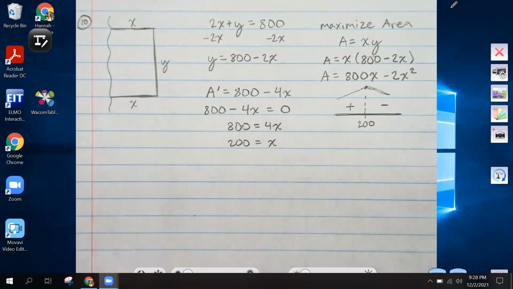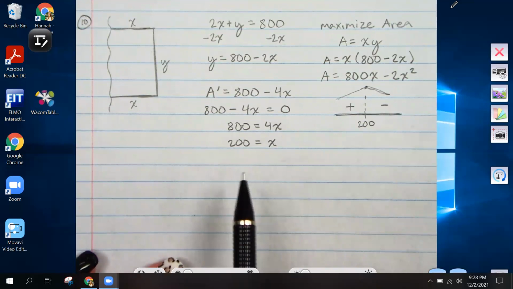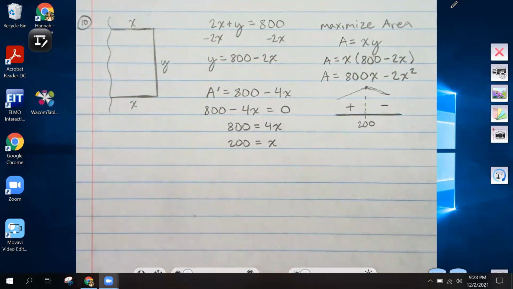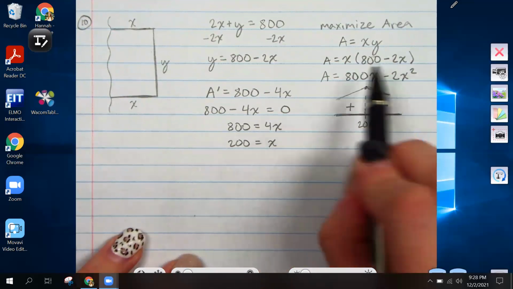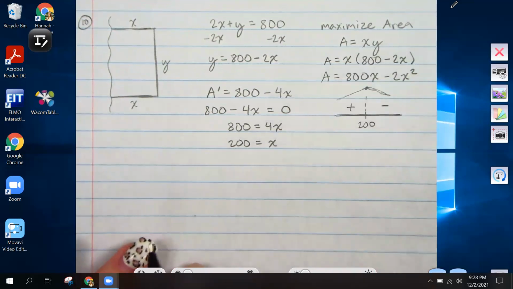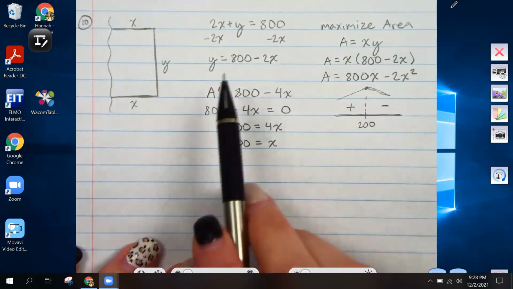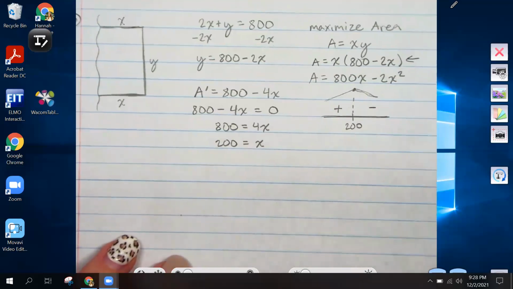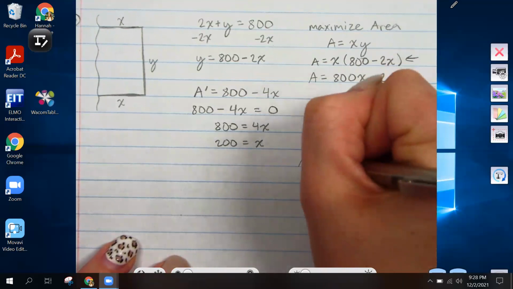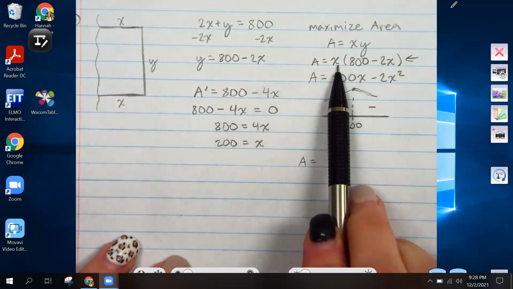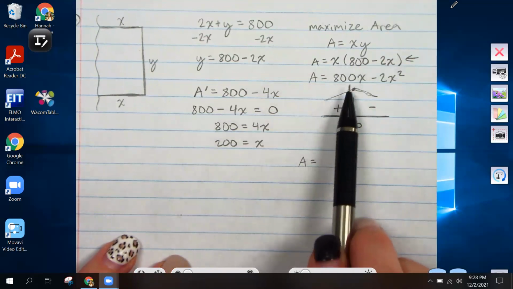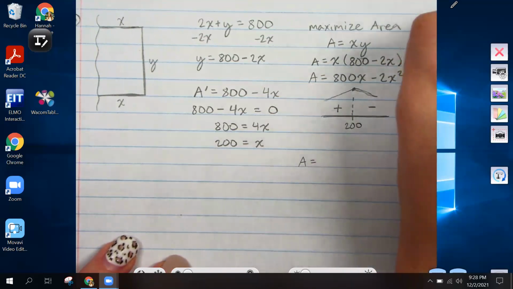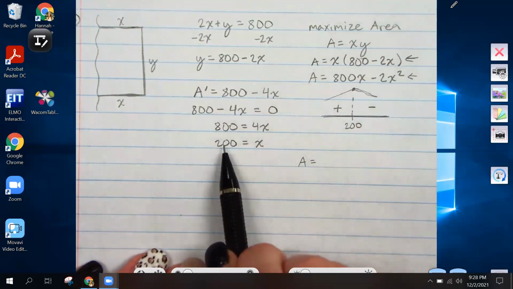Okay, what is it asking for? It's asking for what is the largest area you can enclose. So it's not necessarily asking for the measurements of x and y. It just wants to know the measurement of area. But in order to get the area, we need to know both x and y. Actually, you don't necessarily have to, because we've got the area in terms of only x. So on this problem, you wouldn't even have to really find y. Let's just use our equation for area here, x times 800 minus 2x, or this one, 800x minus 2x squared, either one. And we'll plug in our value for x.